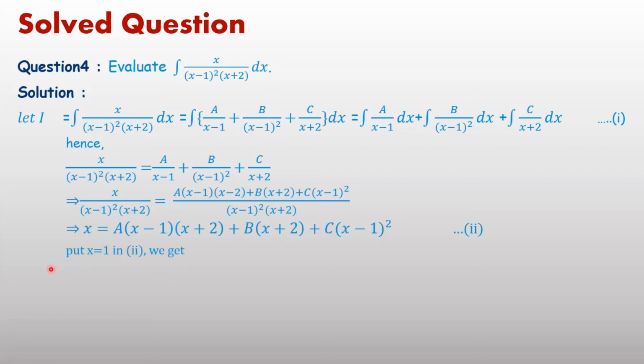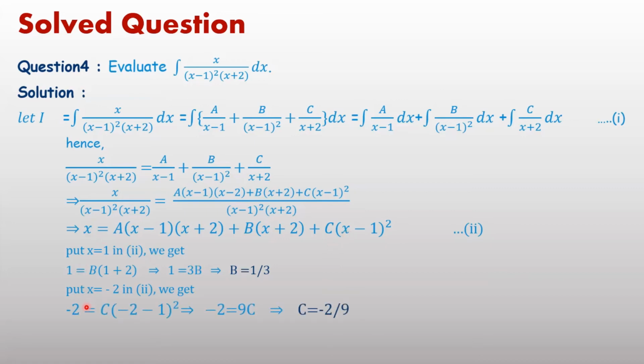Now again put x equal to 1. If we put x equal to 1, the first term 0 and third term 0 only. Second term remains, means we can find the value of b easily, and value of b equal to 1 by 3. Next step, if we put x equal to minus 2, then first term 0, second term 0, and we can find the value of c. In place of x, write down minus 2. Then value of c equal to minus 2 upon 9.